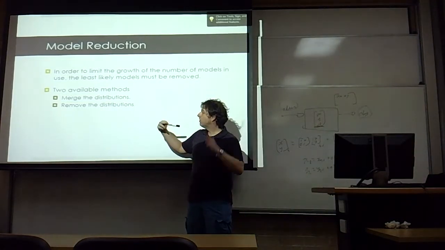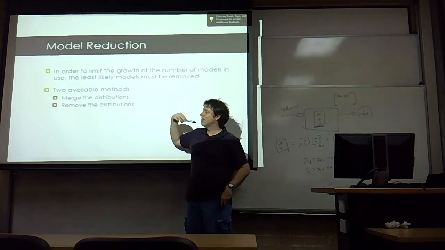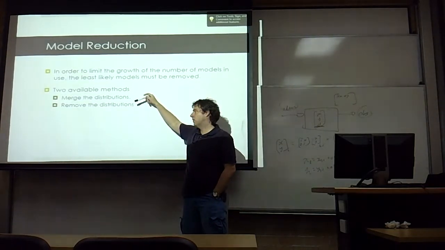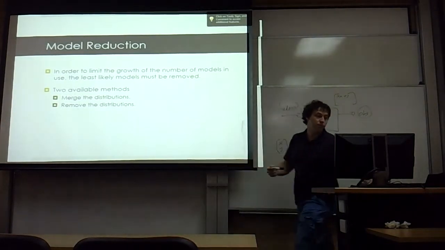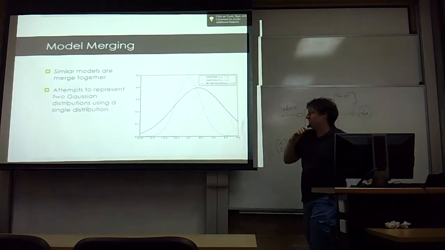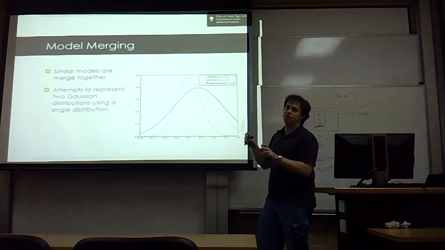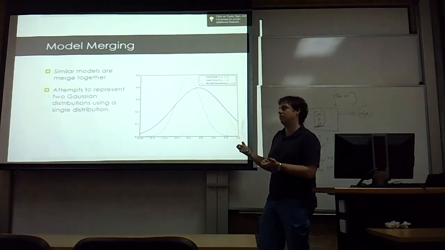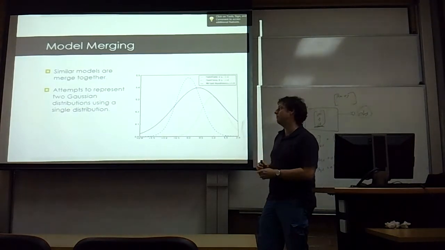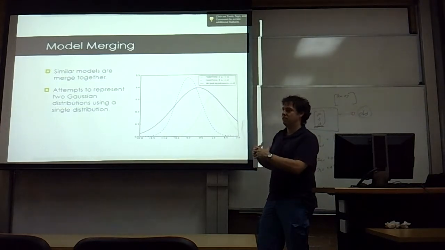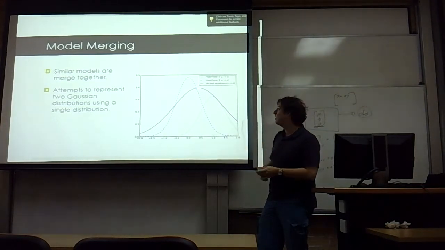And so we've done this before for the competition, and there are two main methods. One is to merge them together, and one is to remove them. Merging is the idea that we have two distributions, but we want to represent them by one, because we want to reduce the number of Gaussians we're using to represent the distribution. And so merging tries to preserve information rather than discard it.